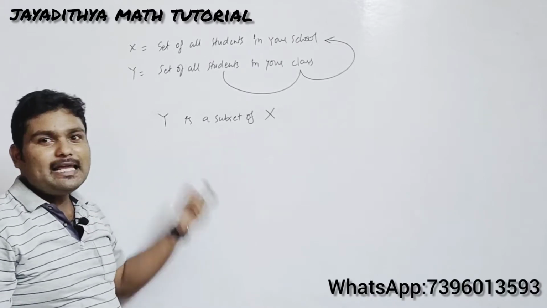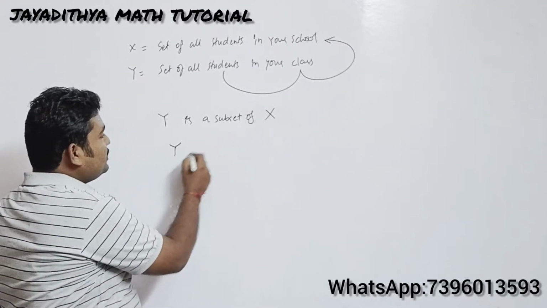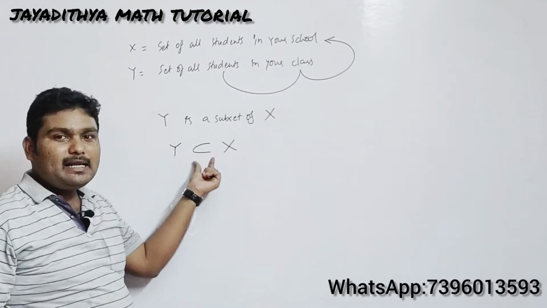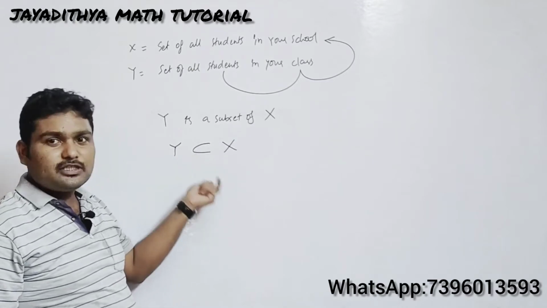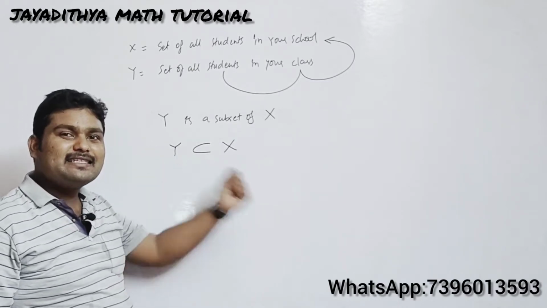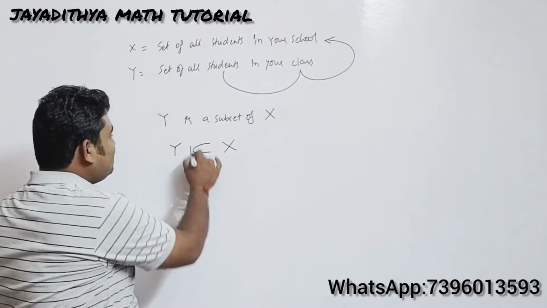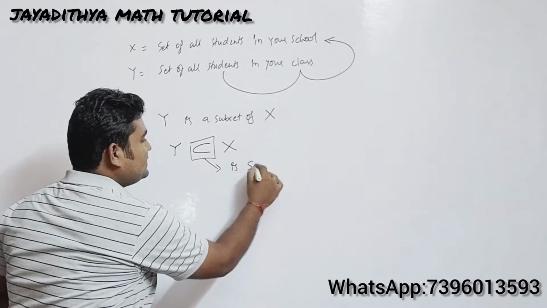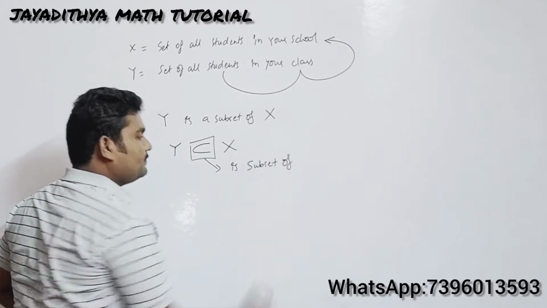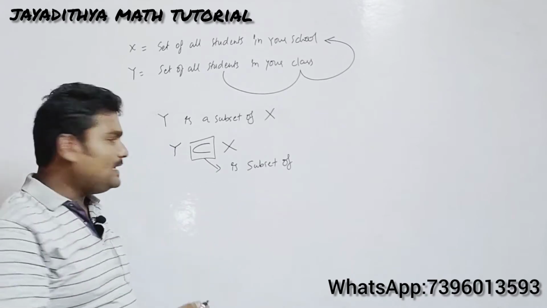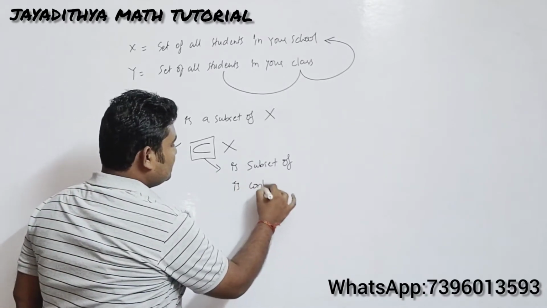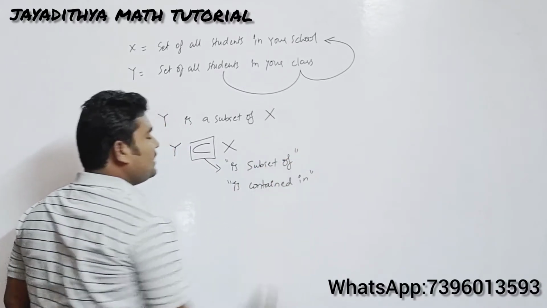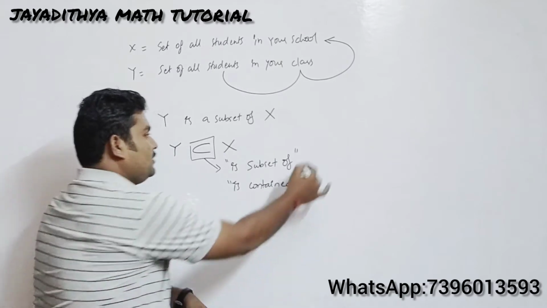So symbolically, how do you represent this? Y ⊂ X. This symbol is used to show that a set is a subset of another set. This symbol is read as "is a subset of", and it can also be read as "is contained in". You can read it in any manner, but mostly we will be using only the first one.